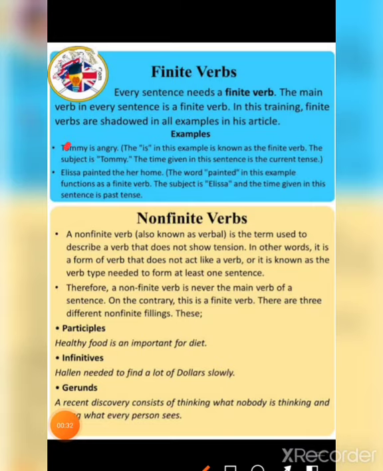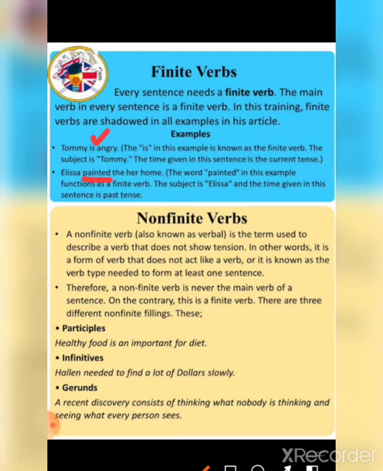Tommy is angry. Look at the example. Look at the sentence over here: Tommy is angry. Look at the next sentence: Elisa painted her home. These are the two sentences. In these two sentences, I hope you will be able to find the verb. Here is the verb, and in the next sentence, Elisa painted. Painted is the verb over here.